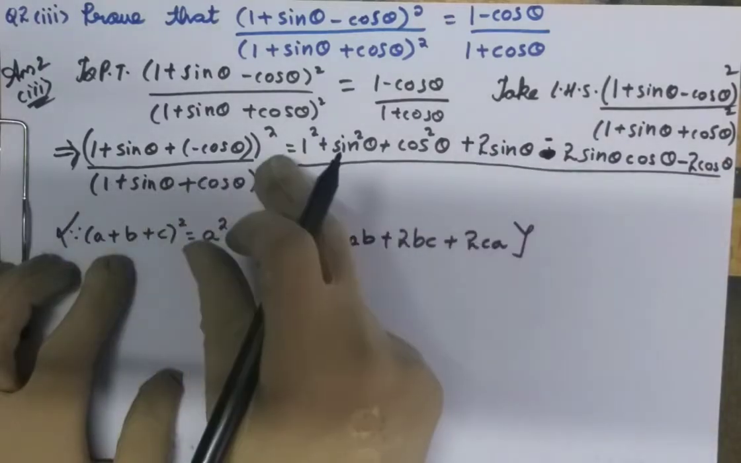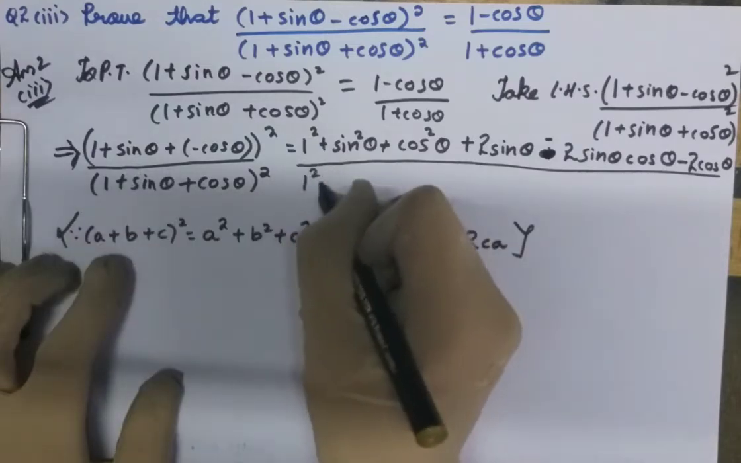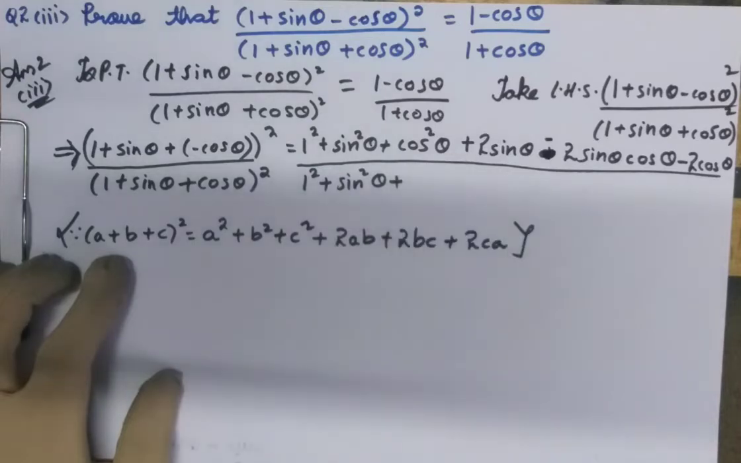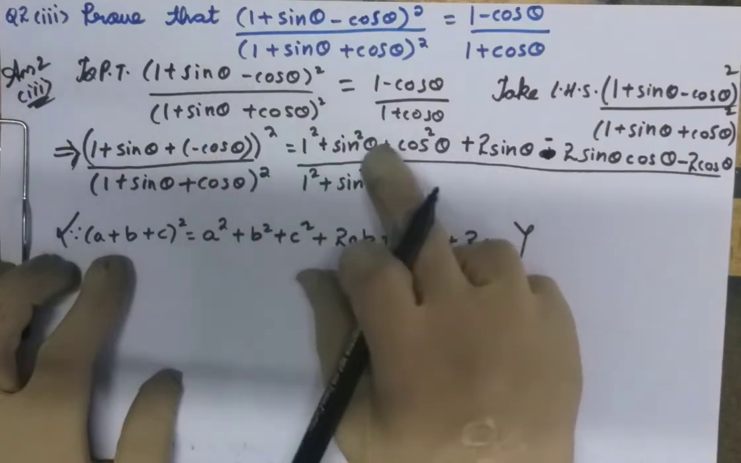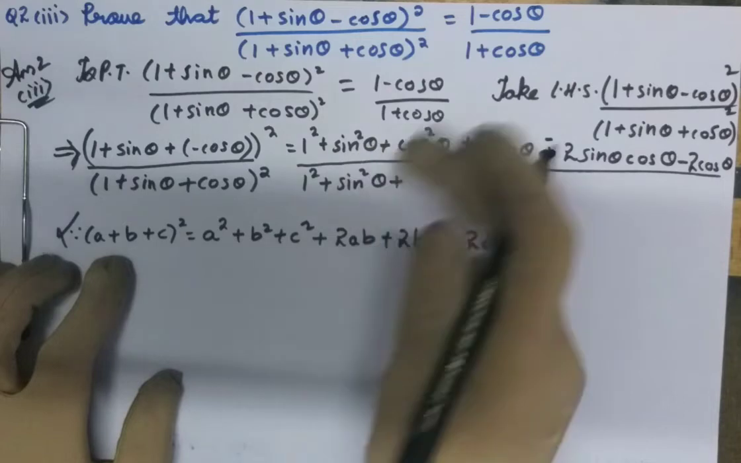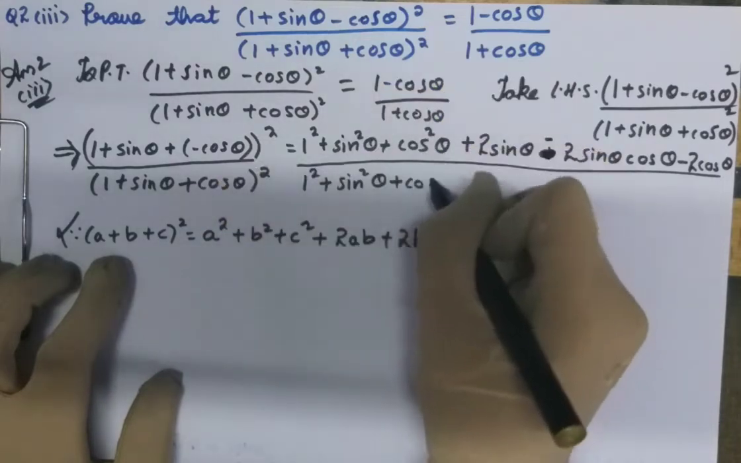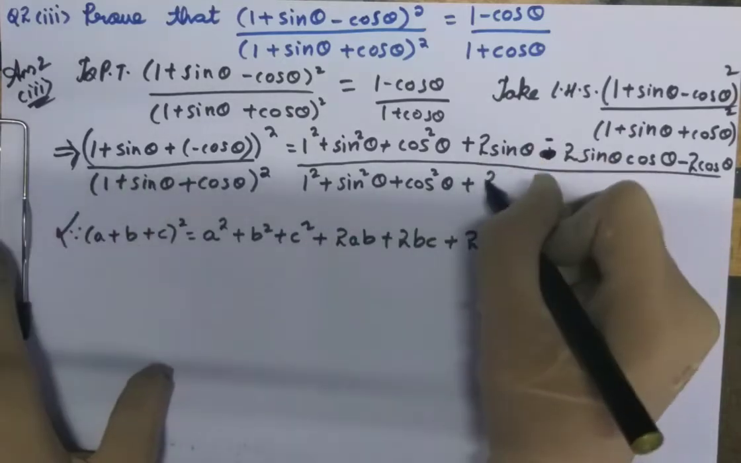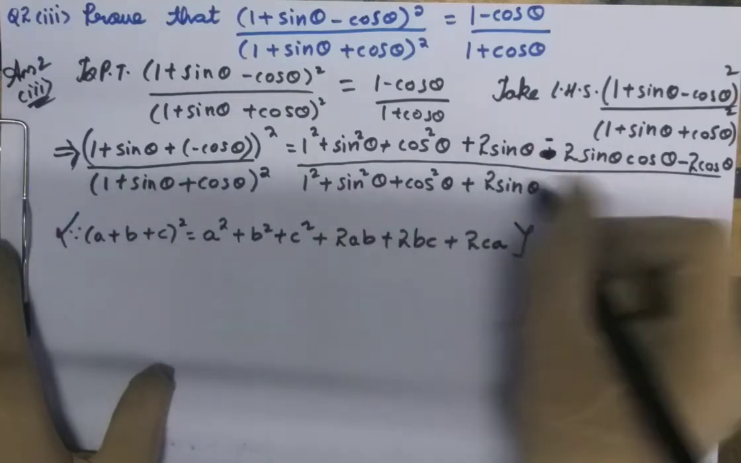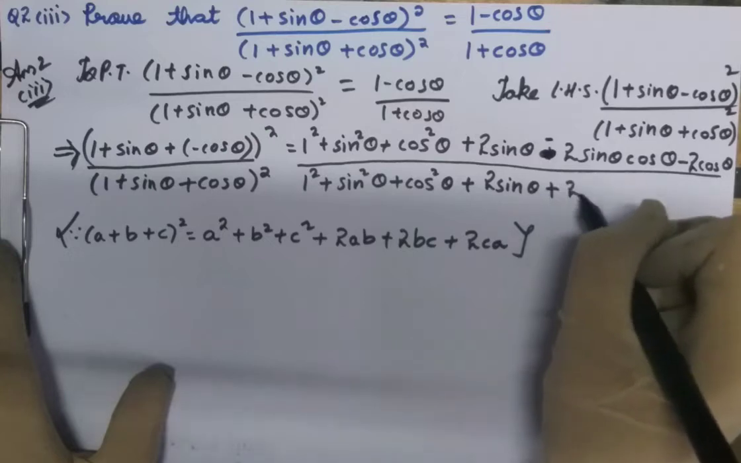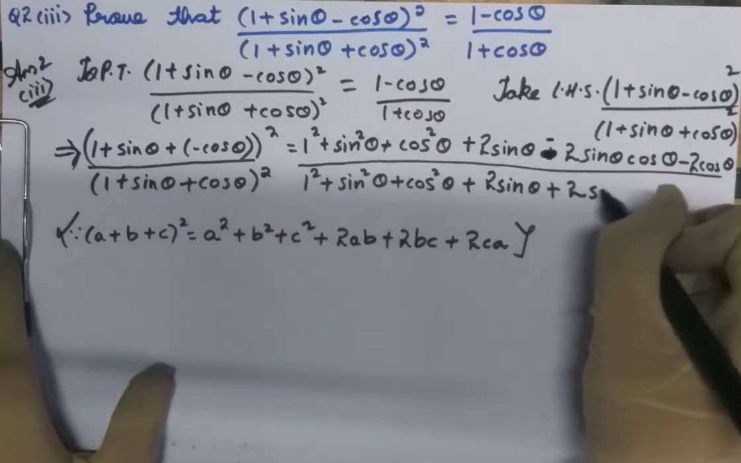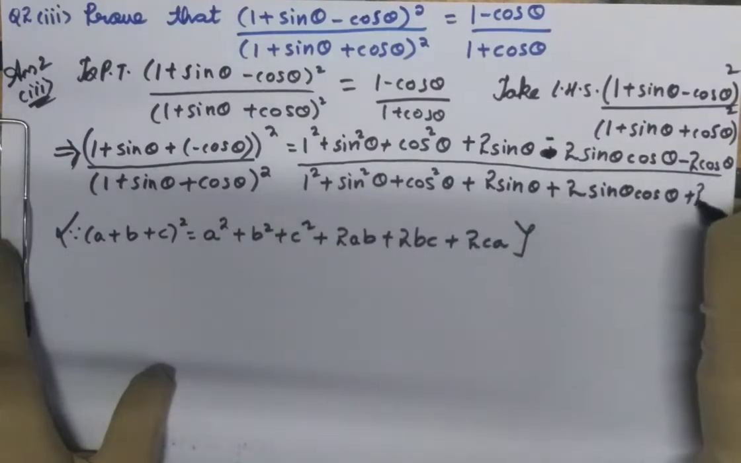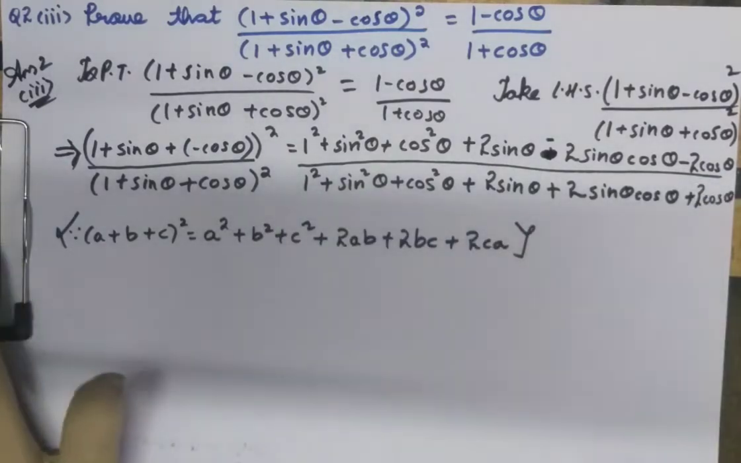Whole divided by the same thing. A plus b plus c whole square is a square, that is 1 square, plus b square, that is sine square theta, plus c square. Here we have minus into minus is plus, that is why it is becoming plus cos square theta. Okay, so c here is cos square theta, plus 2ab, 2 into 1 into sine theta is 2 sine theta. Here all are plus, plus 2 into bc, bc is sine theta into cos theta, plus 2 into ca, there is 2 into cos theta.